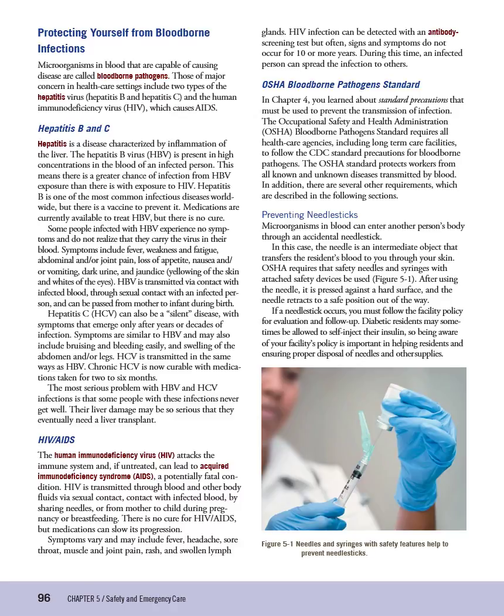OSHA Bloodborne Pathogens Standard. In Chapter 4, you learned about standard precautions that must be used to prevent the transmission of infection. The Occupational Safety and Health Administration, OSHA, Bloodborne Pathogen Standard requires all healthcare agencies, including long-term care facilities, to follow the CDC standard precautions for bloodborne pathogens. The standard protects workers from all known and unknown diseases transmitted by blood. In addition, there are several other requirements which are described in the following sections.